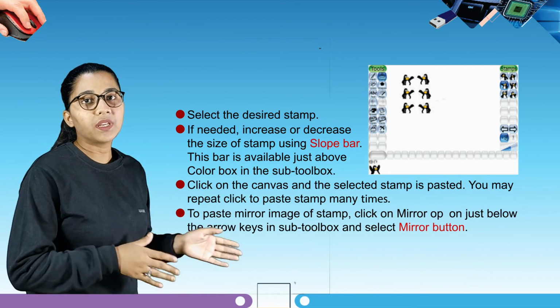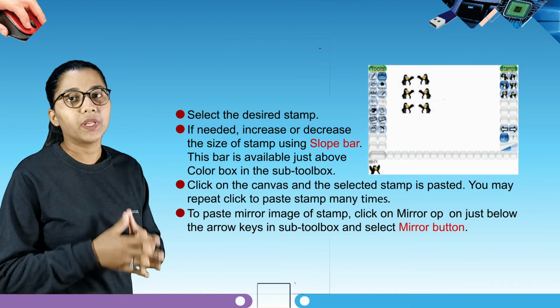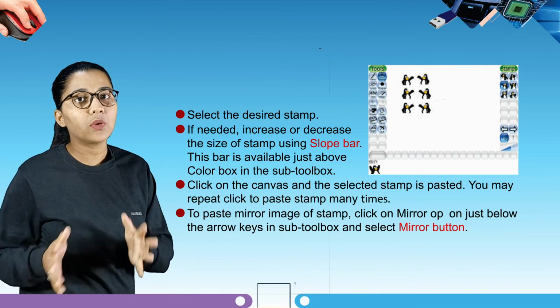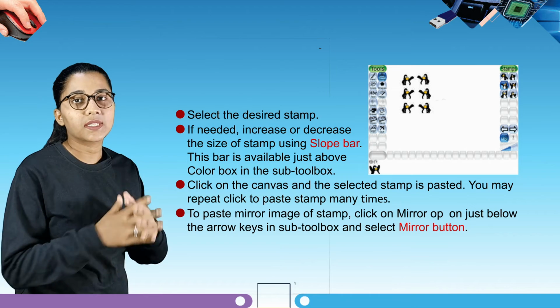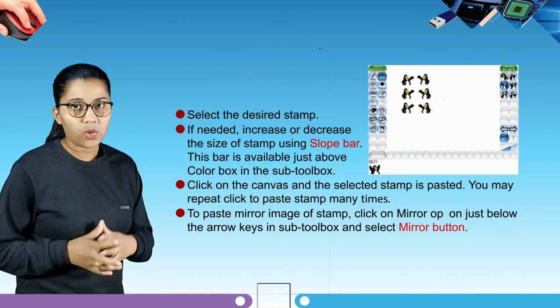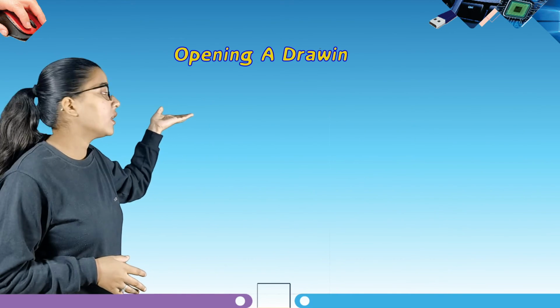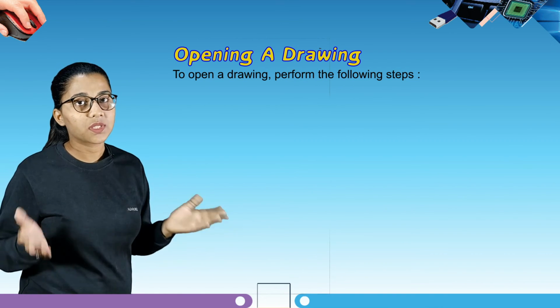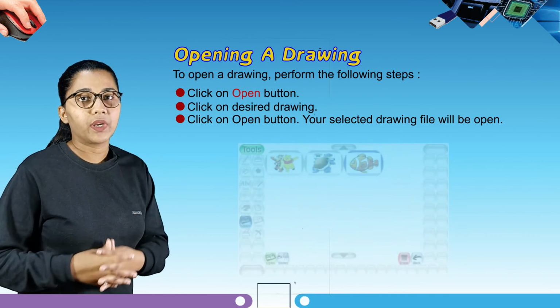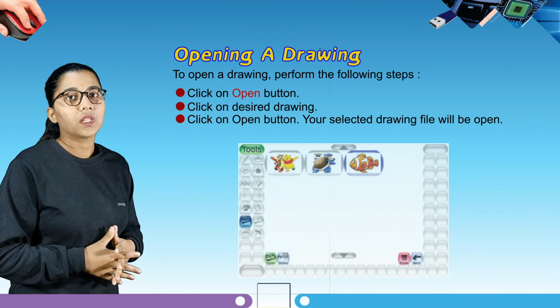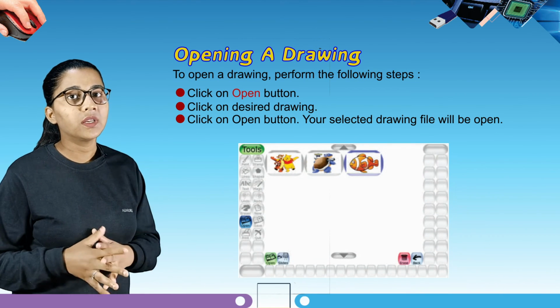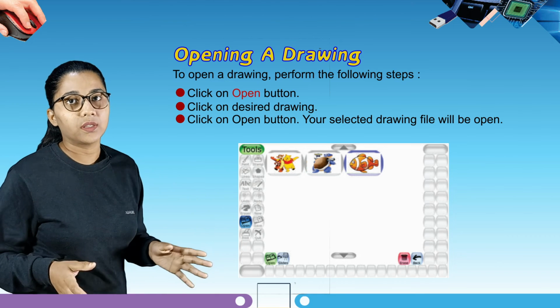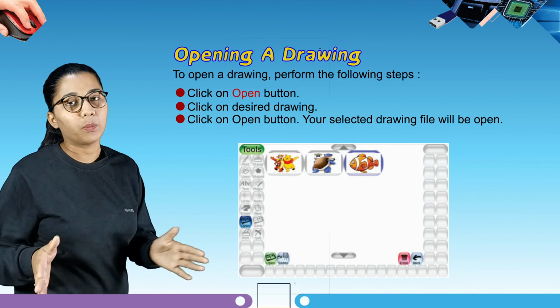To paste a mirror image of a stamp, click on the mirror option just below the arrow keys in the subtool box and select the mirror button. Now our next topic is opening a drawing. To open a drawing, perform the following steps. Click on the open button from the toolbar. Now click on the desired drawing. Click on the open button. Your selected drawing will be opened.